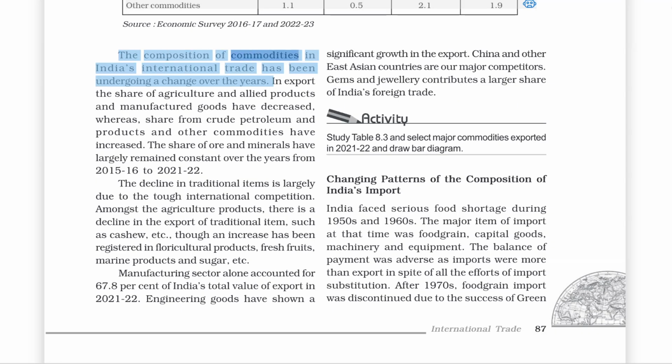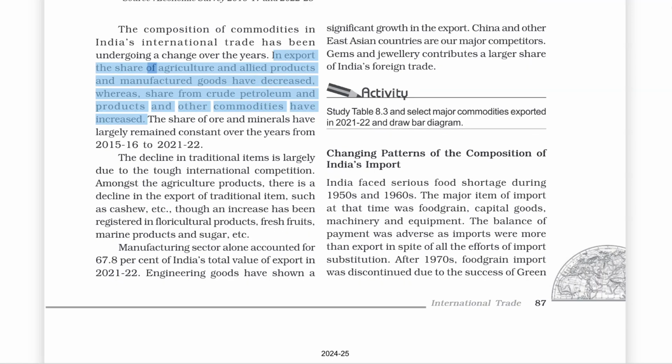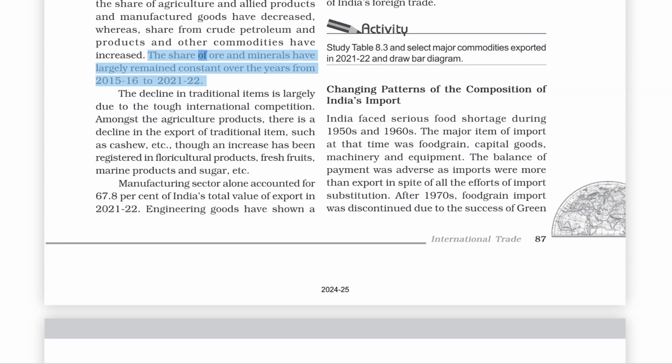The composition of commodities in India's international trade has been undergoing a change over the years. In export, the share of agriculture and allied products and manufactured goods have decreased, whereas share from crude petroleum and products and other commodities have increased. The share of ore and minerals have largely remained constant over the years from 2015-16 to 2021-22.